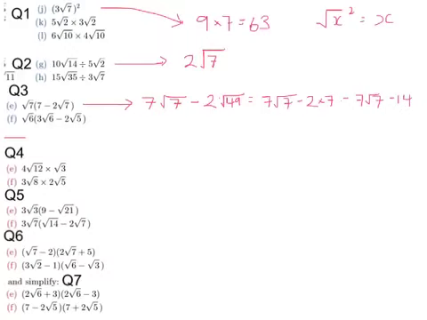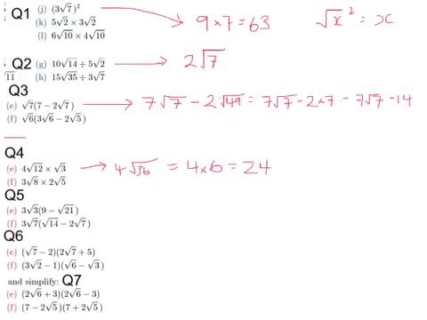Let's go to question 4e. So we've got 4 root 12 times root 3. Well, that's going to be 4 times root of 12 times 3, which is root 36. However, we know that root 36 is just going to be 6. It's 4 times 6, so the answer is 24.